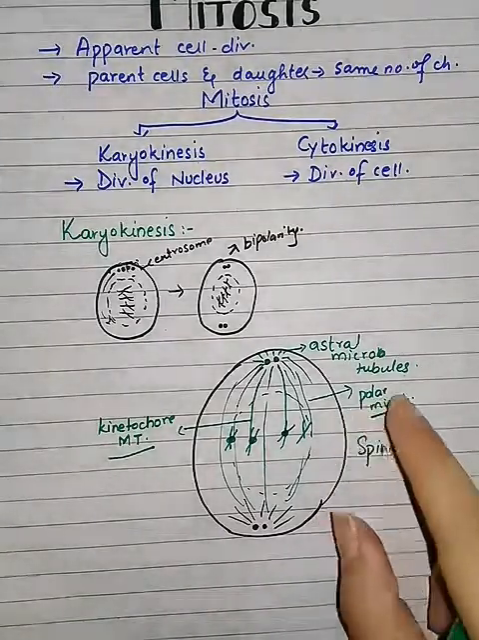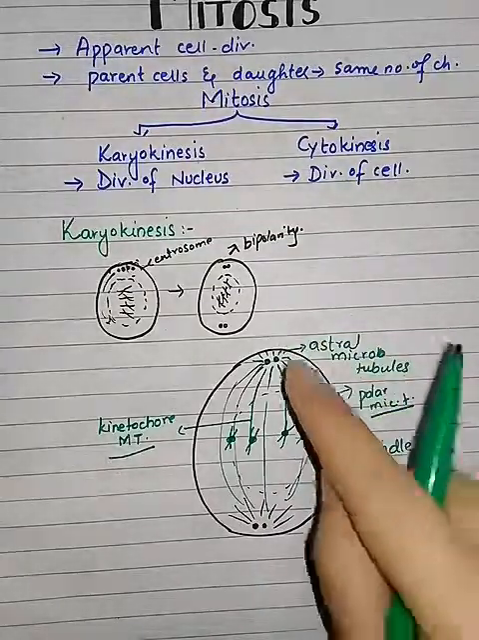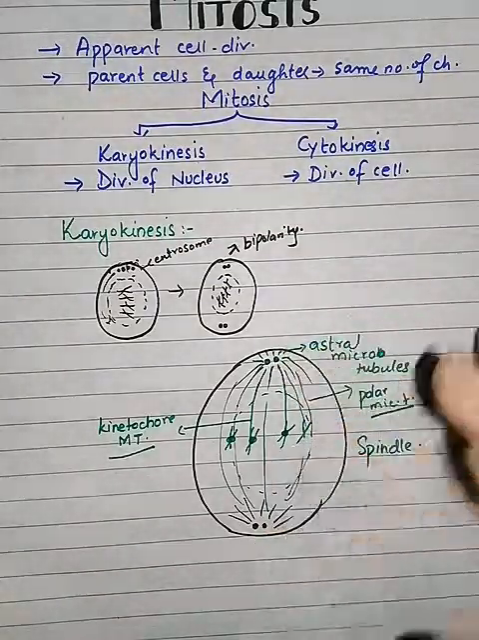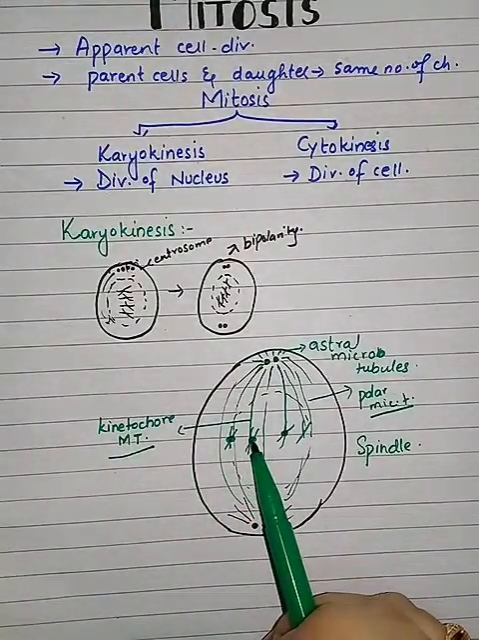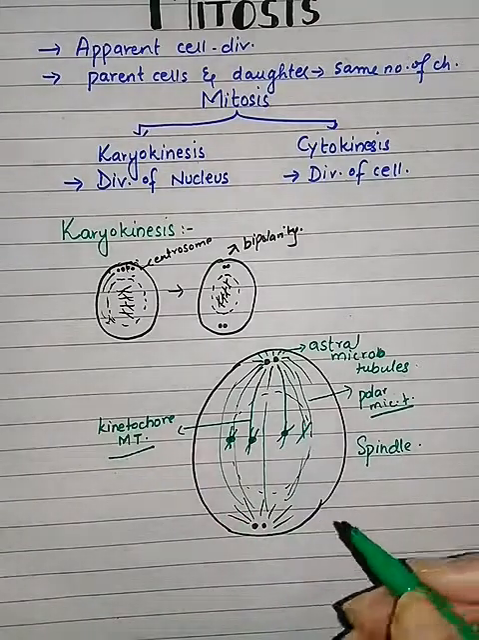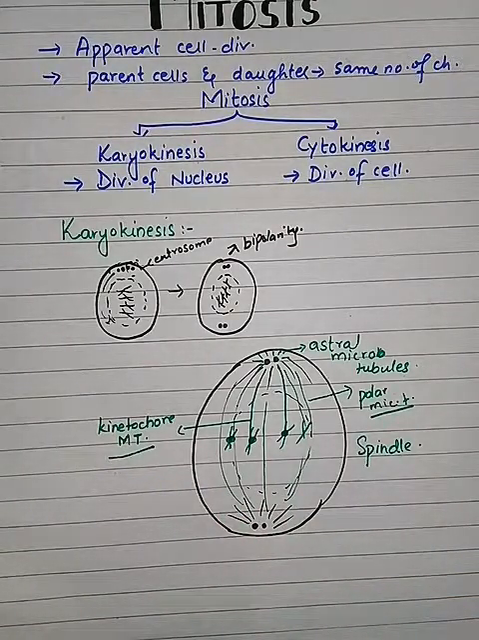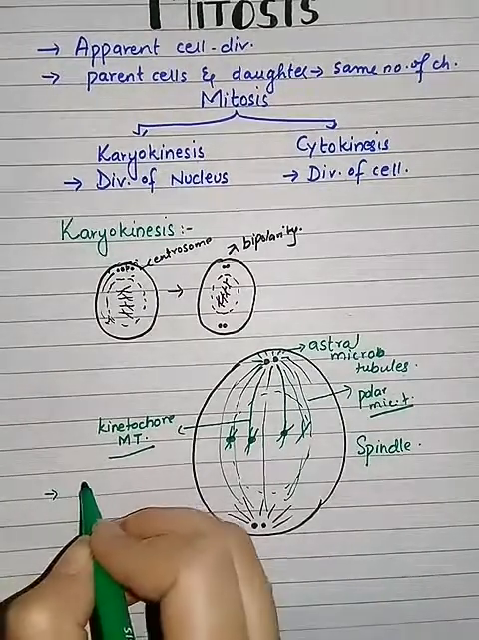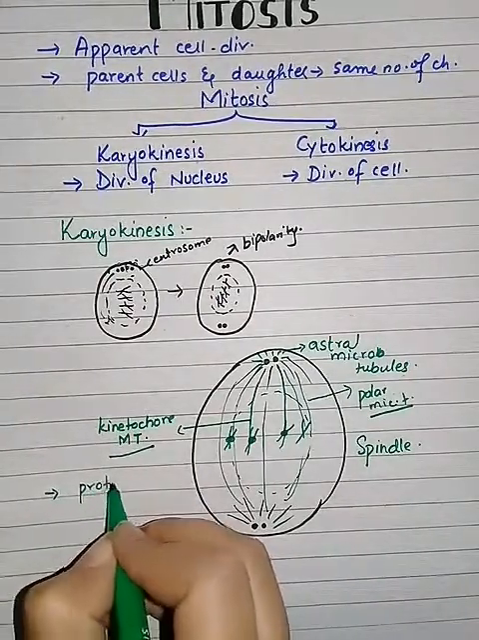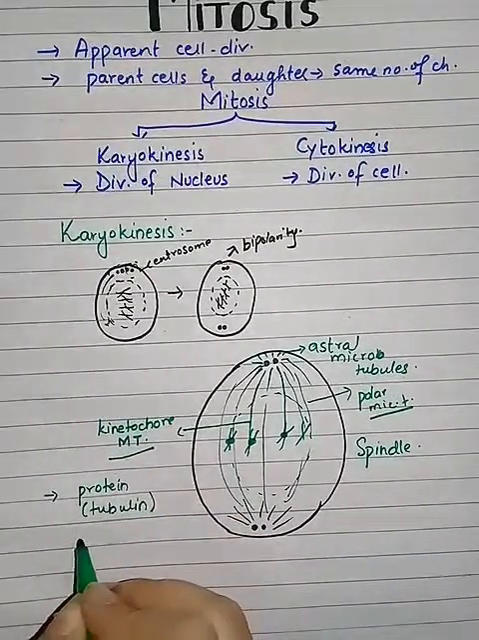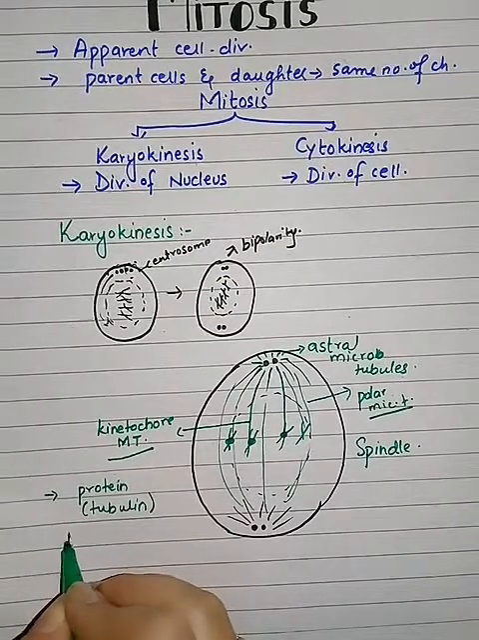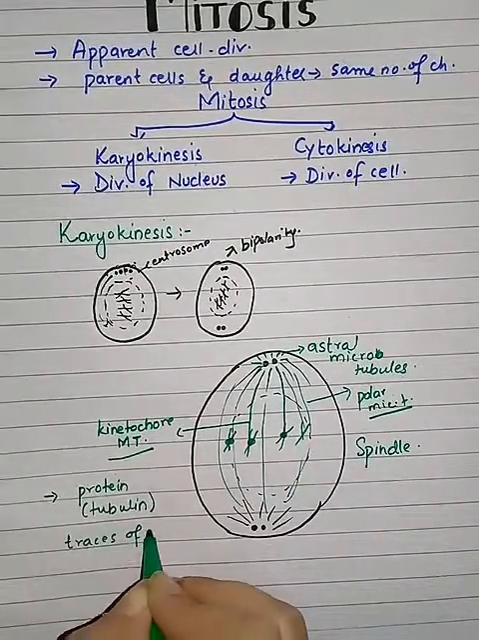Okay, so the polar microtubules will run from one pole to another and interact with the opposite poles, and the kinetochore microtubules will be handling the chromosomes. Now, the microtubules are composed of a protein which is known as tubulin, and there are also a few traces of RNA present.